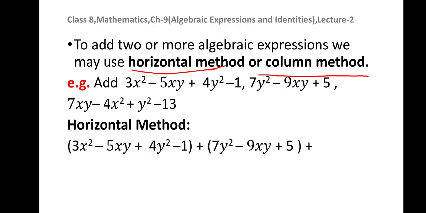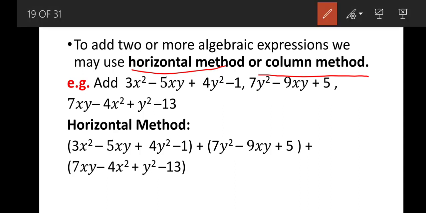First of all, I will write all the expressions in a horizontal manner. So I have written all three expressions, the complete expression, in a horizontal manner. Then I need to find the like terms. Now in the first expression, the first term is 3x square, and in the second expression there is no such term of x square, and in the third expression it is minus 4x square. So 3x square and minus 4x square, these two are like terms. Likewise, we need to find the like terms from all three expressions and then keep on adding.